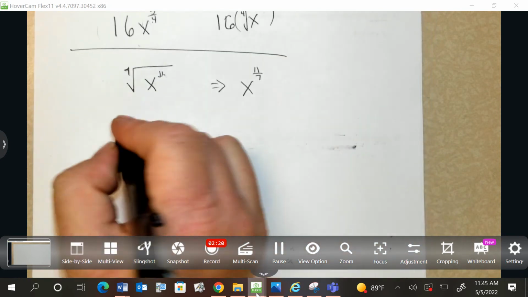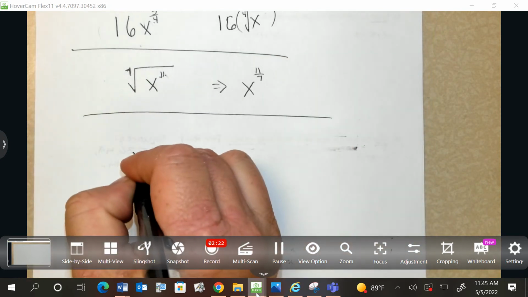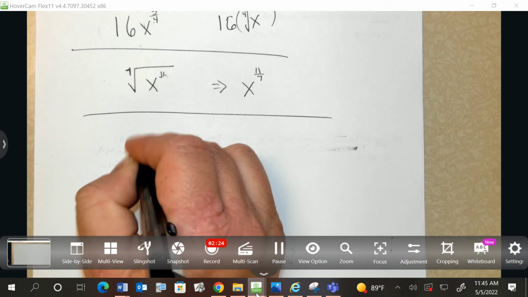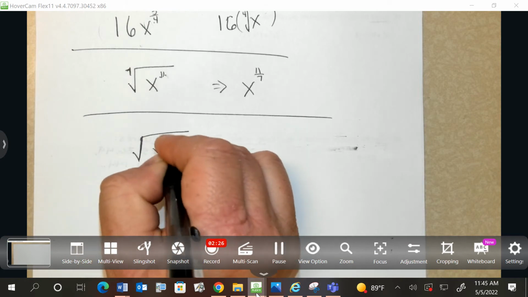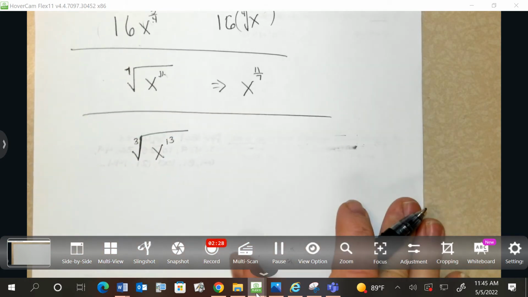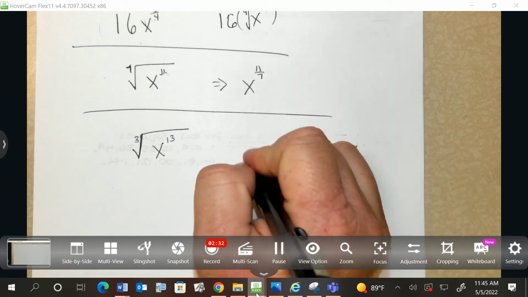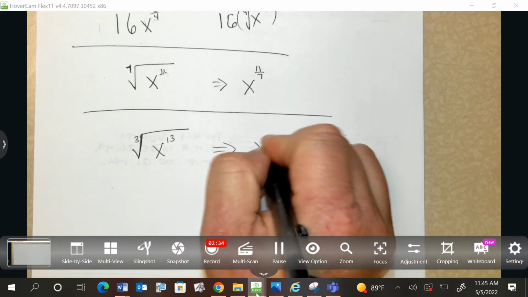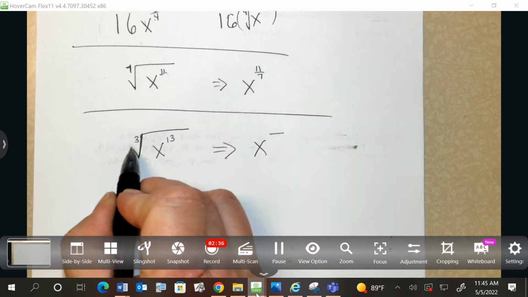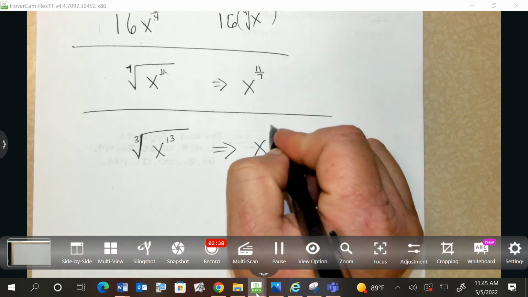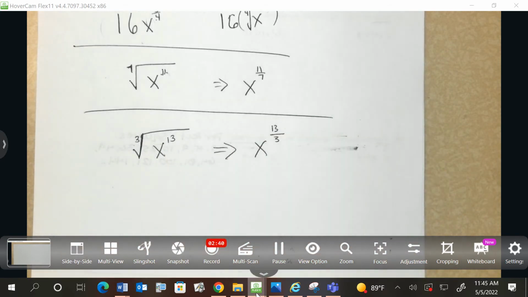So to look at one more, if I gave you this, and I asked you to rewrite it in rational exponent form, we would have x raised to the nth term goes on the bottom, 13 goes on top. Okay, let's take a look at number 3 next.